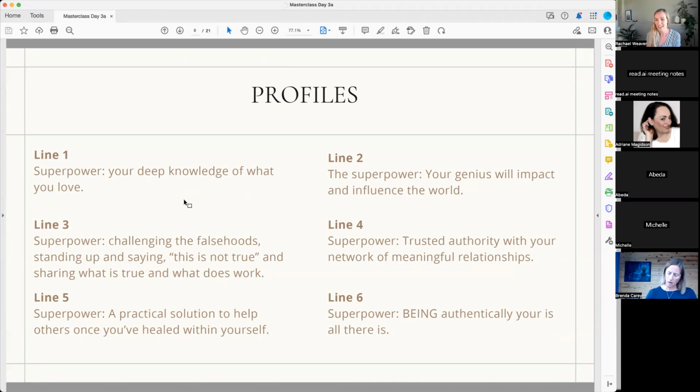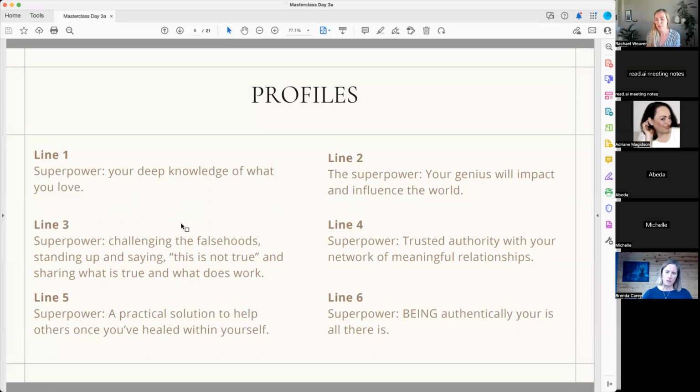Line twos, their genius impacts and influences the world. I know that sometimes line twos don't really see their genius, but I think you know what you're good at when you sit and think about it. It's the thing that is so easy for you that everyone else struggles with. Line threes are challenging those falsehoods, standing up and saying, this isn't true, this is actually what works. It's that trial and error process, sharing what they have done, what they failed at, and what they've been successful at.